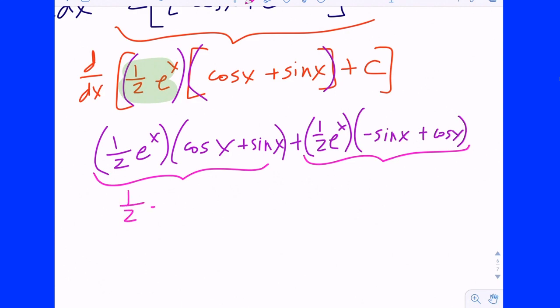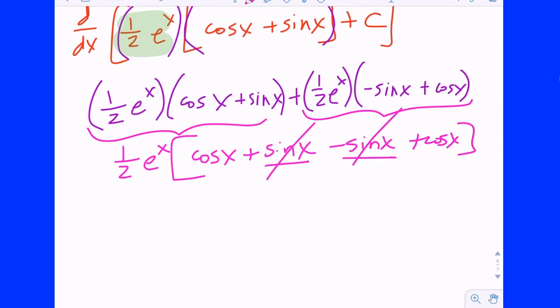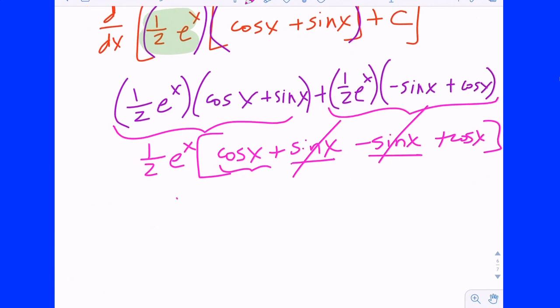Pull out the 1/2 e to the x. Yeah. That's simplifying early and often, making things small before you make them big. And we're left with cosine of x plus sine of x, and then minus sine of x plus cosine of x. Now we can combine like terms on the inside. What happens with the signs? They cancel. And I'm left with cosine plus cosine, which is 2 cosine.